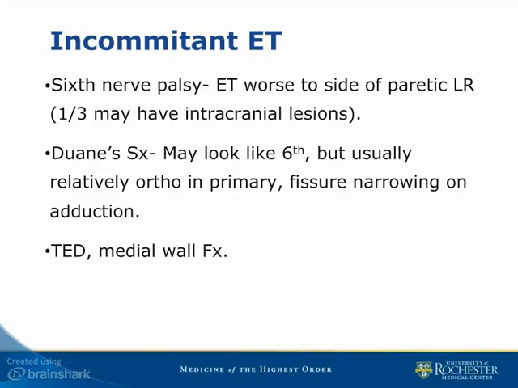Duane syndrome looks like a sixth nerve palsy, but usually has relatively straight eyes in primary position. They typically get fissure narrowing on adduction as well. The last two causes are cause of restriction of the medial rectus, thyroid eye disease, and medial wall fractures that can cause an incomitant esotropia.